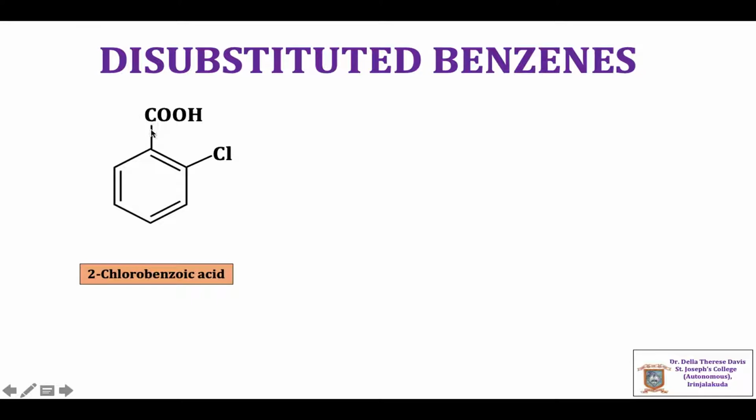Hence the COOH substituent is assigned as carbon number 1 and chlorine is considered as the second substituent, and numbering is done accordingly so that Cl gets the lowest possible number. So we shall number the molecule in the clockwise direction so that the carbon with Cl gets carbon number 2. Thus the molecule is 2-chlorobenzoic acid.